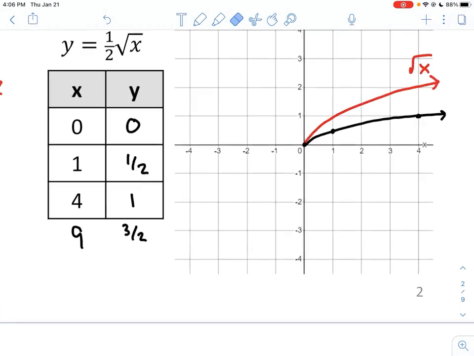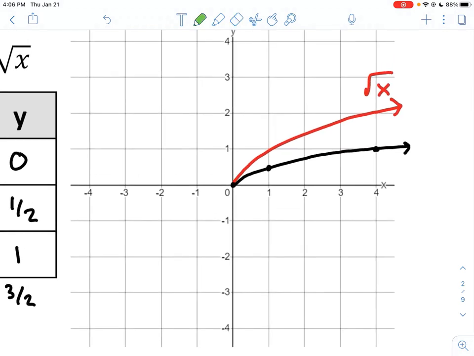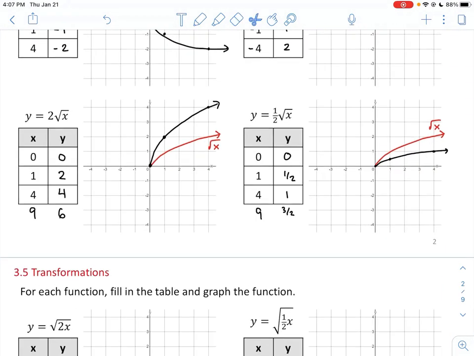It's also a deformation of the shape. It's not just a shifting because the gaps between these vertically are not consistent. I like to use stretching when we pull away from the x-axis and compression when we squeeze the graph towards the x-axis.